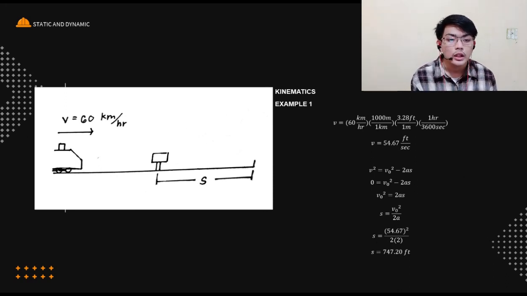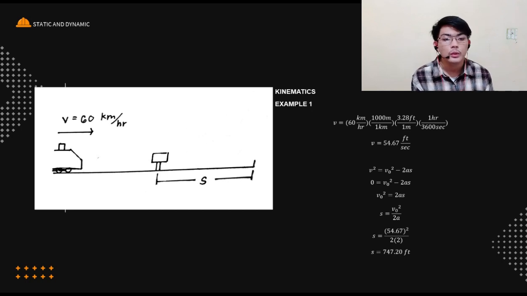So now we have V equal to our 60 kilometer per hour multiplied by 1,000 meter over 1 kilometer to cancel out our kilometer. And then to transform our meter now into our feet, we multiply it by 3.28 over 1 meter. And then for our hour to be converted into seconds, we multiply it by 1 hour over 3,600 seconds. And that would lead us to our velocity being equal to 54.67 feet per second.